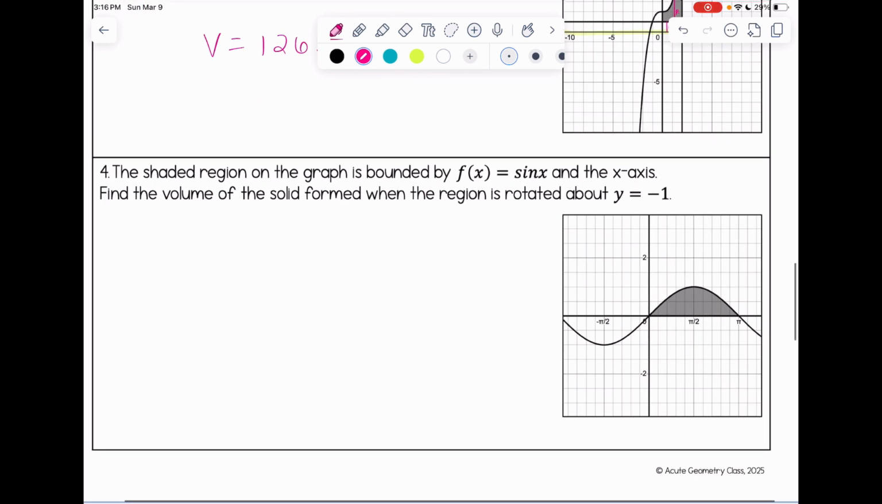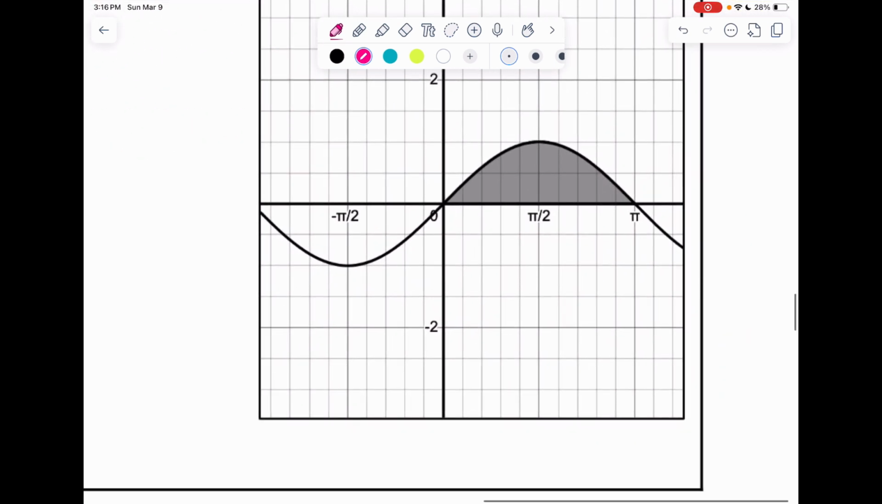Okay, for our last question, number 4, the shaded region on the graph is bounded by f of x equals sine x and the x-axis, and we're going to be rotating this region about y equals -1. So I will be going to my graph, and I'm going to be marking off where y equals -1 is. And then I'm going to label big radius and little radius. So big radius goes from the sine curve all the way to the axis of revolution. Little radius goes from the x-axis and goes to the axis of revolution there.